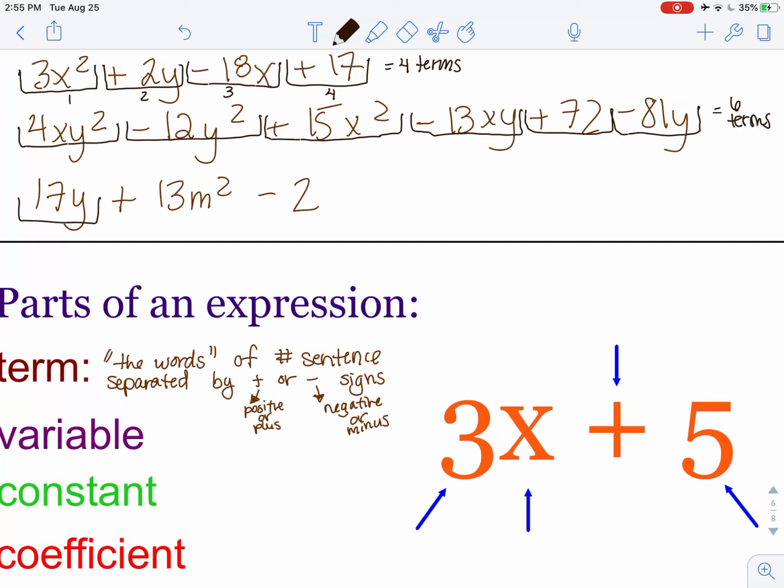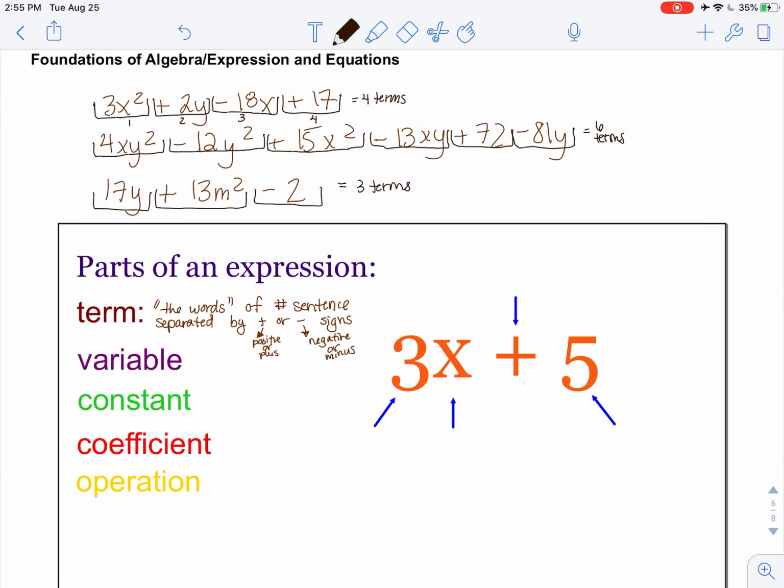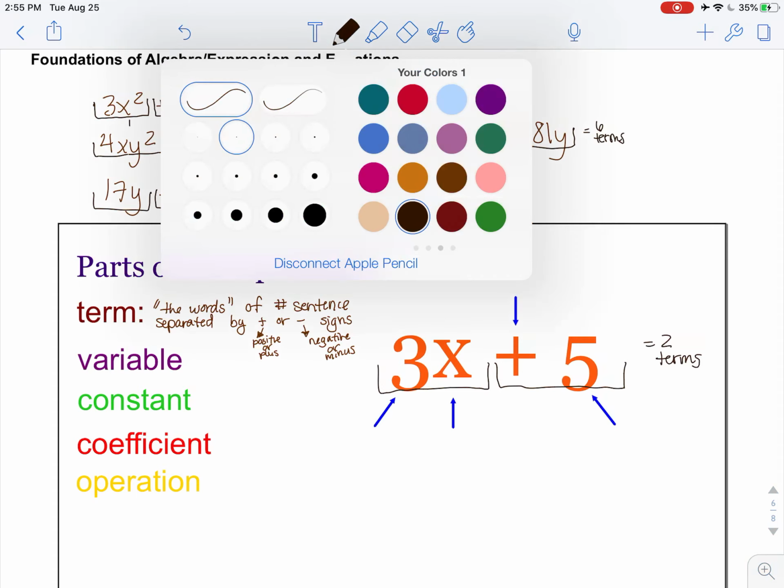Last but not least, we'll do it again. I separate my terms, and here I have 3 terms. I have a positive 17y, a positive 13m squared, and a negative 2. Again, when we separate those terms, look at them more as positives and negatives, not plus or minus. So in our example, we can separate our 2 terms to positive 3x. If there's nothing there, it's positive. If there is something there, it's obviously going to be a negative sign or a plus sign. But if there's nothing there, it's positive.